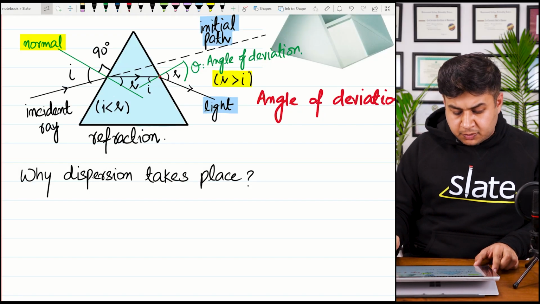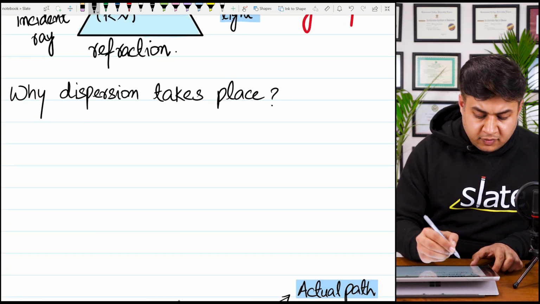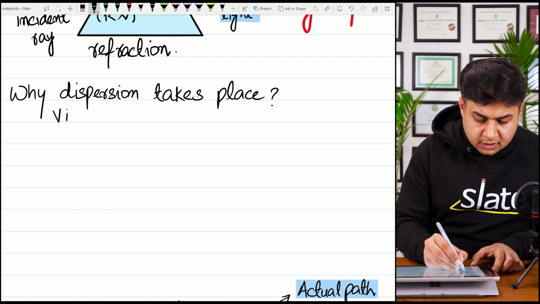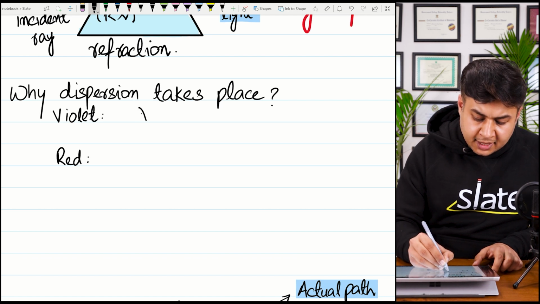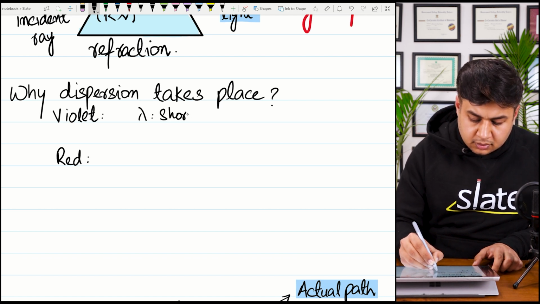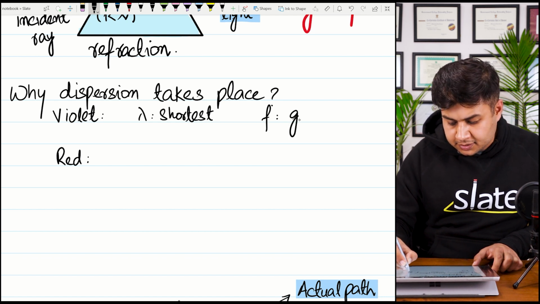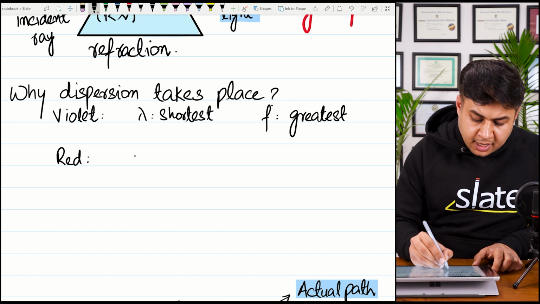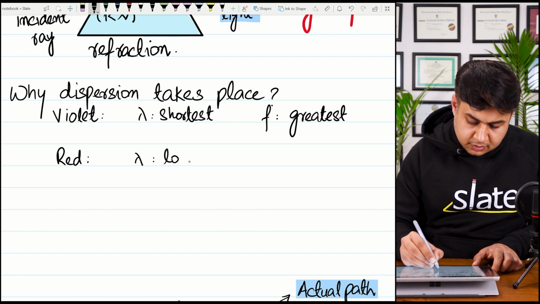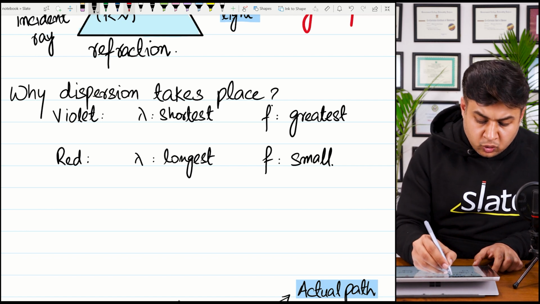Let's try to understand why dispersion of light takes place. Okay, we have which colors? We have VIBGYOR, starting from violet all the way to the red light, right? Violet has the shortest wavelength and its frequency is greatest, right? And red light has the longest wavelength and its frequency is smallest out of all of the colors. You have to note this point.